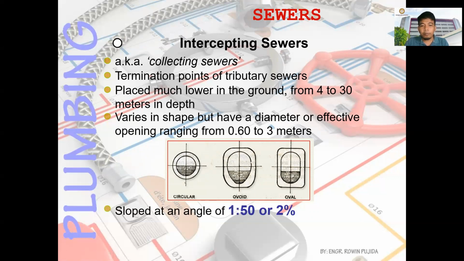So for the slope of the sewer, or maybe a drainage, you can have a slope of 1:50, or that is 2% slope. So normally when we have the construction of a drainage system or maybe a canal on the side of the streets, at least you will have a slope of 2%.